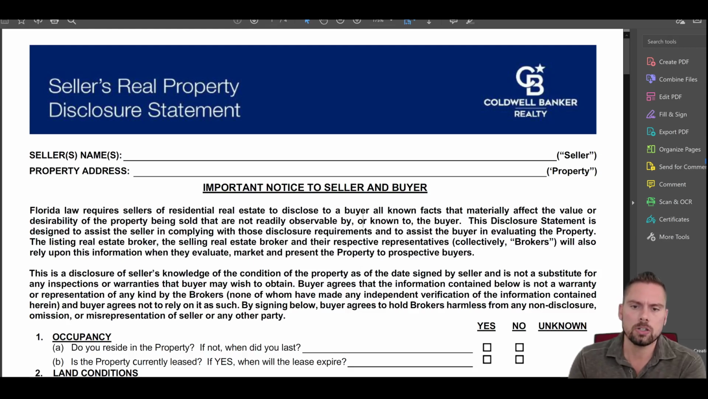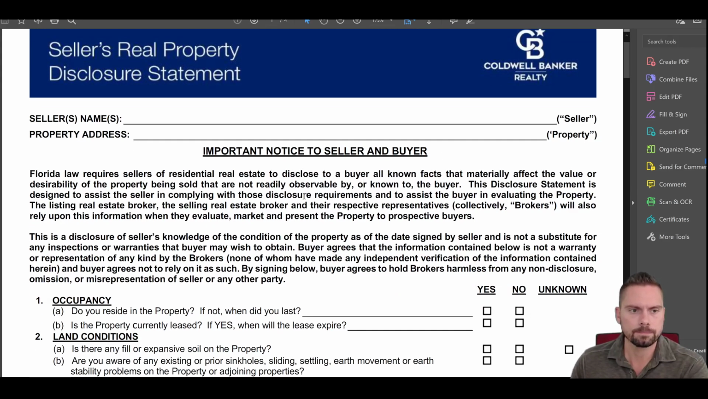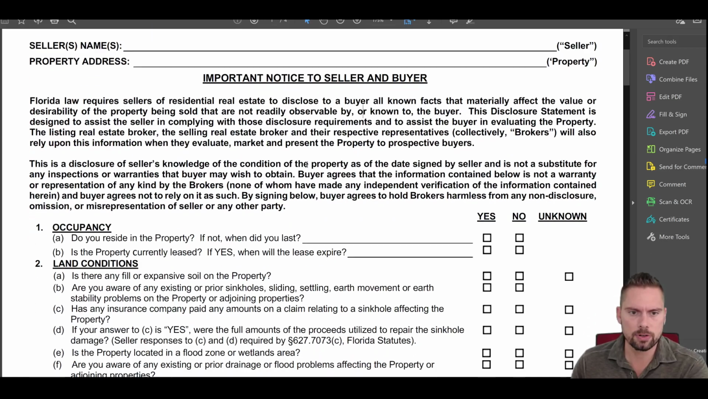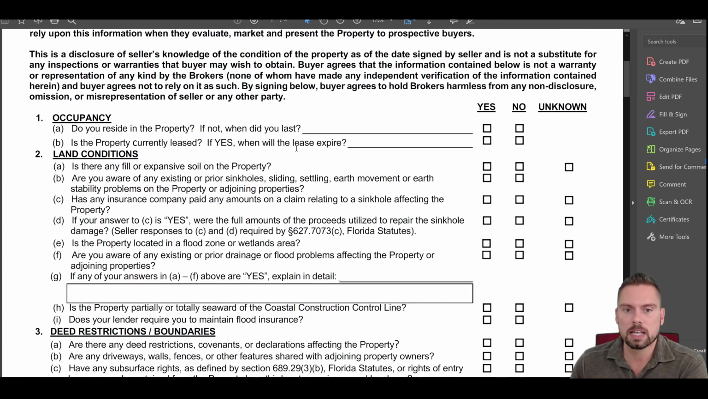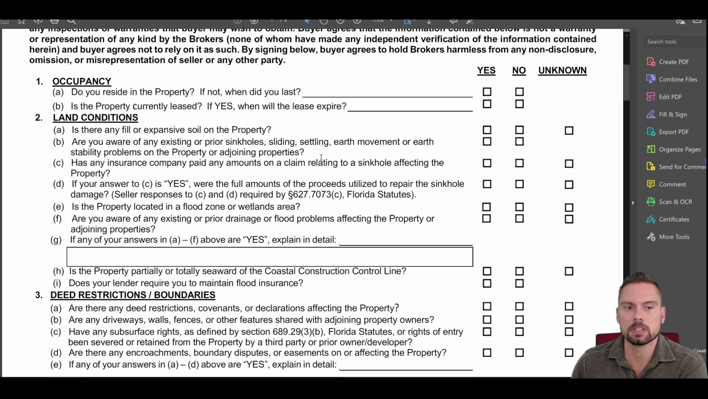So you'll get some sort of similar form. This is the one that we use at Coldwell Banker Realty in Southeast Florida. The form that you see should be pretty similar to this. So let's just jump into this, try to go through this quickly. Seller name and address. Do you reside? Yes or no? That's pretty straightforward. If not, when's the last time you were there? Is it leased?